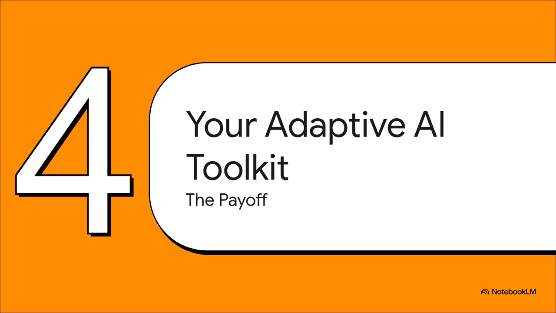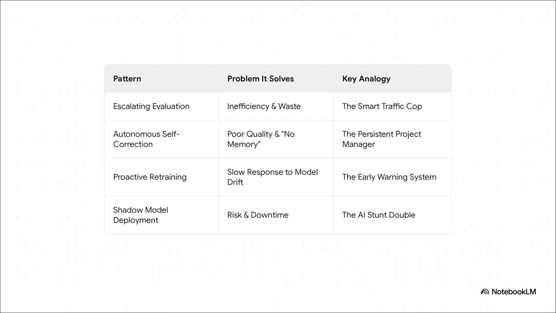And that's really the whole idea here, isn't it? These patterns aren't just a few isolated tricks. They're a powerful, integrated toolkit for building mature, professional-grade AI systems that are efficient, intelligent, and most of all, reliable. So let's just do a quick recap. To fight inefficiency and waste, we brought in the smart traffic cop. To fix poor quality and that no memory problem, we use the persistent project manager. To combat model drift, we set up the early warning system. And for the ultimate safety net, we deployed the AI stunt double. Each one solves a critical problem, building on the one before it.